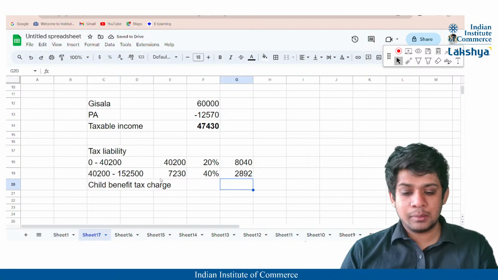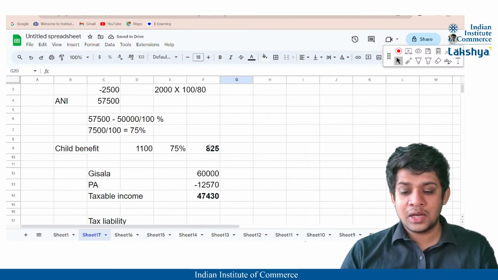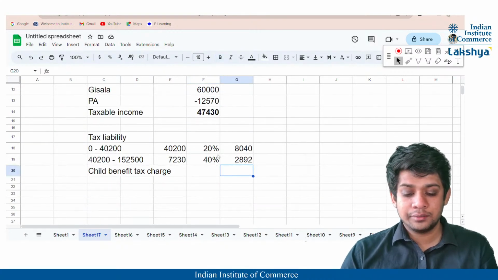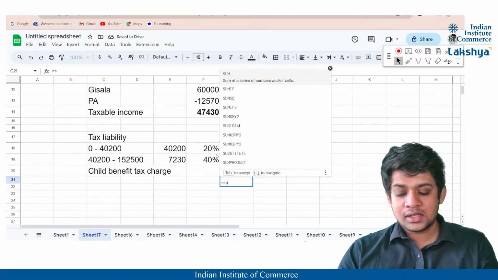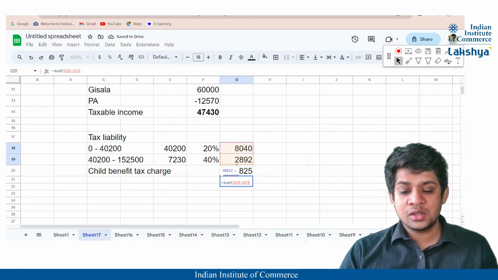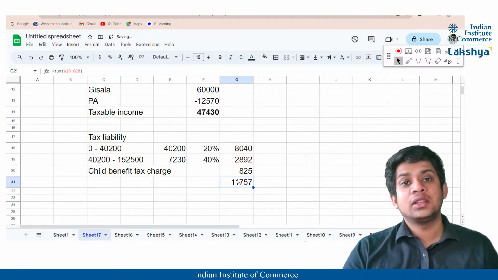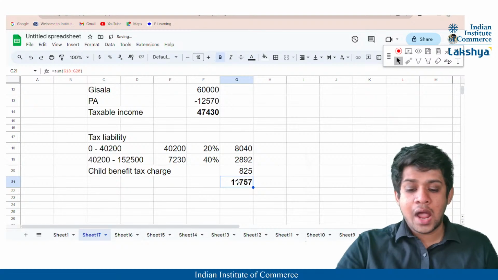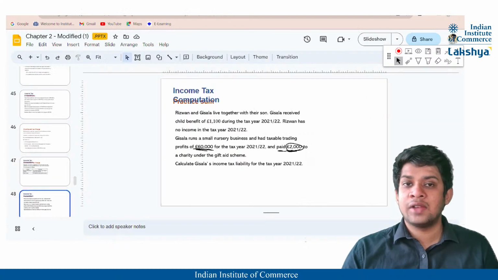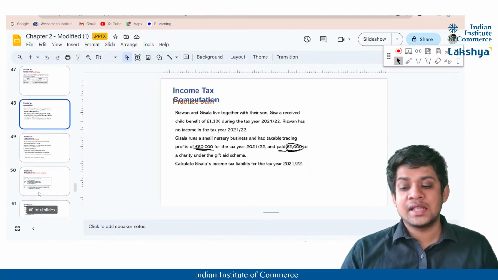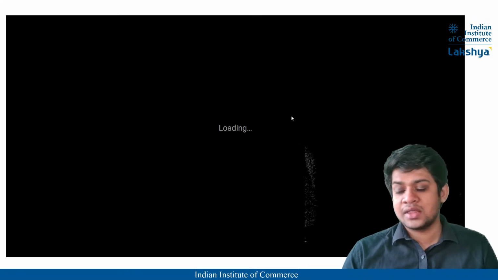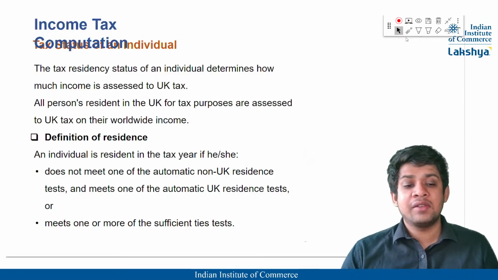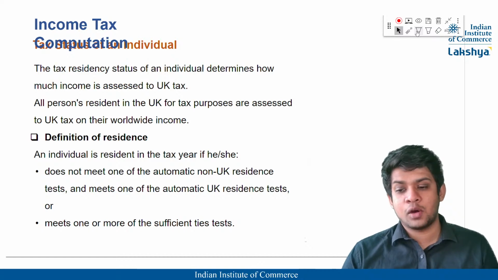And that is going to be nothing but 825, which we calculated earlier, right? So our total tax liability of Gisela is going to be 11,757. I hope start to end the sum was clear. It is a very basic sum, guys. The only thing is that we made a small mistake last time wherein we took the net amount which she paid rather than the gross amount, and that is because we did not see whether it is the gross amount paid or the net amount paid.